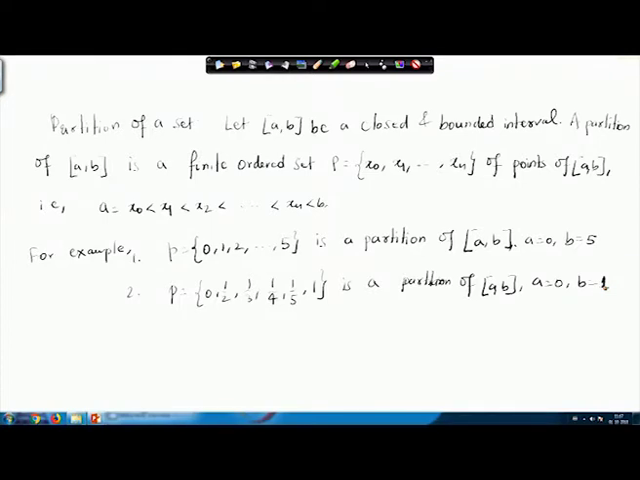So you can consider any type of partition for this interval [a, b], and the family of all the partitions of [a, b] is denoted by curly P of [a, b].